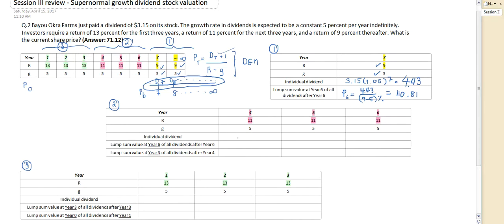Second part, you do it in a similar way. We find the dividends first. At the end of year 4, you have a dividend which is equal to 3.15, which is D0, grown at 5% for 4 years. Year 5 will be D0 times 1.05 grown 5 years, and year 6 will be 3.15 grown at 5% for 6 years. Okay, so those will be the individual dividends that you're going to get if you somehow hold this stock from year 4, 5, 6.